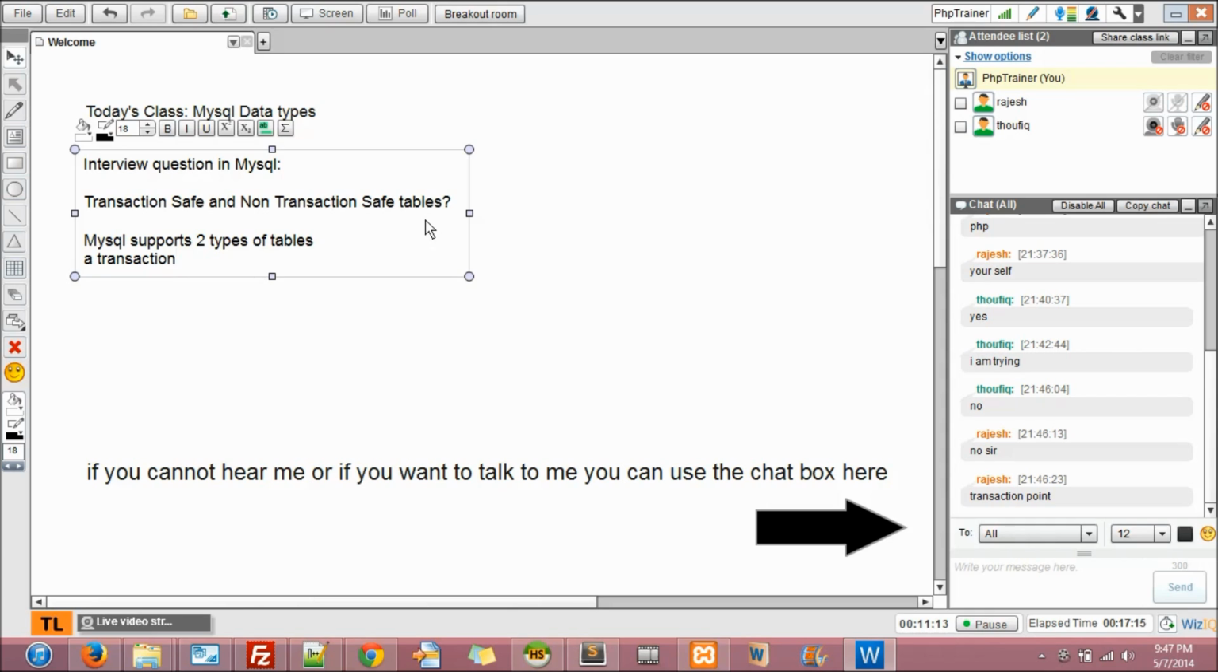Okay. So MySQL supports two types of tables. So there are transaction safe and non-transaction safe tables.